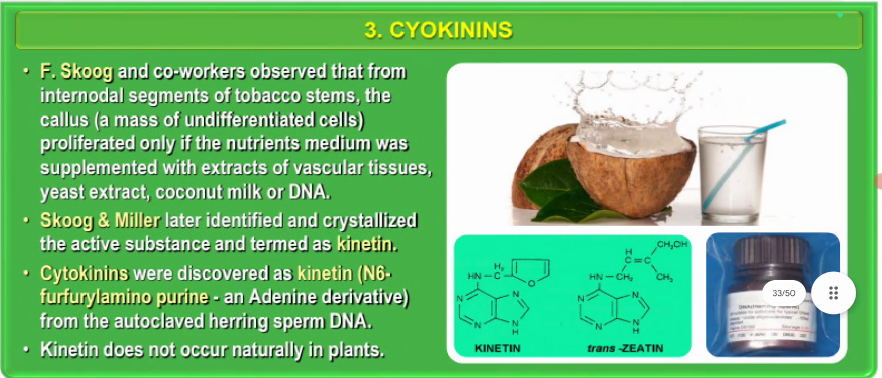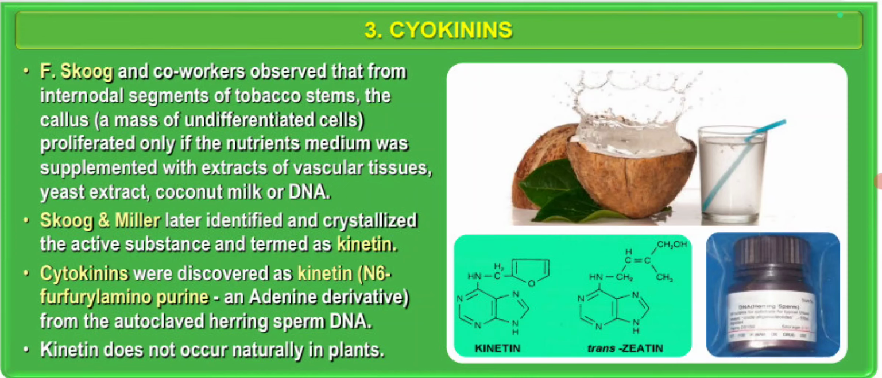Third is cytokinins. Miller, Skoog and co-workers observed that from internodal segments of tobacco stem, the callus, callus means a mass of undifferentiated cells, proliferated only if the nutrient medium was supplied with extract of vascular tissue, yeast extract, coconut milk or DNA. Skoog and Miller later identified and crystallized the active substance and termed it kinetin. Cytokinins were discovered as kinetin, N6-furfurylaminopurine, an adenine derivative from autoclaved herring sperm DNA.